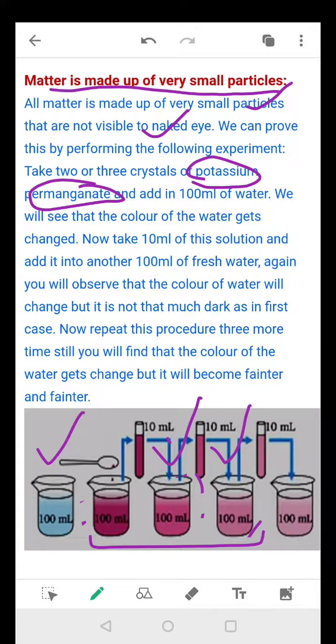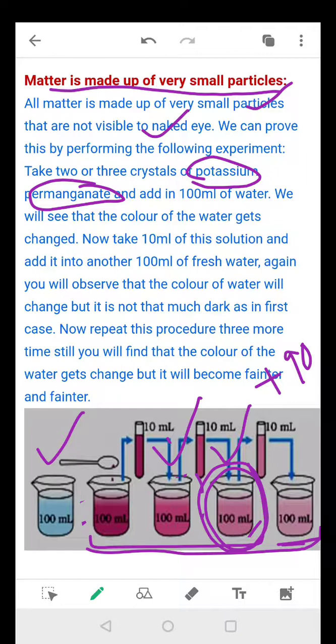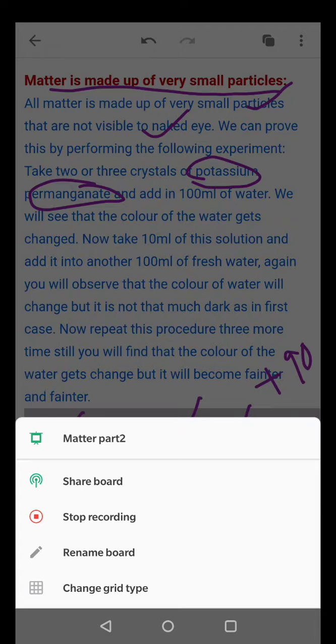Now again we'll take 10 ml from this solution and add it into another beaker. And further we'll add 90 ml of water. So what will be the volume? Volume will be 100 ml. Here again we'll observe that the color of the solution fades. As we are moving from the first beaker to the last beaker, the solution is continuously fading. And what do we understand from this?